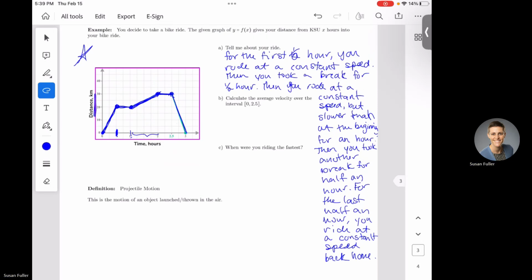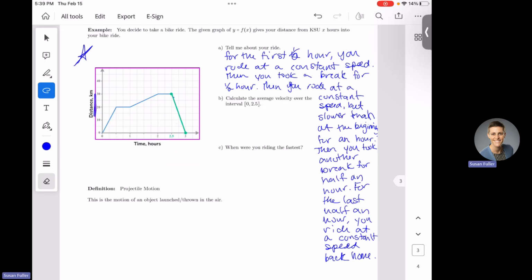So you rode at a constant speed, you took a break, you rode at a constant speed again, but it was a little slower. You took a break, and then you rode straight back home. Probably because after 2.5 hours, you thought, oh, I have calculus homework to do, and you sped back home to do it. Okay, so part B, calculate the average velocity over the interval from 0 to 2.5.